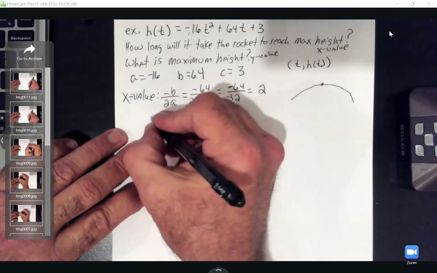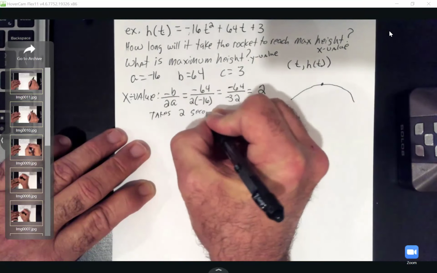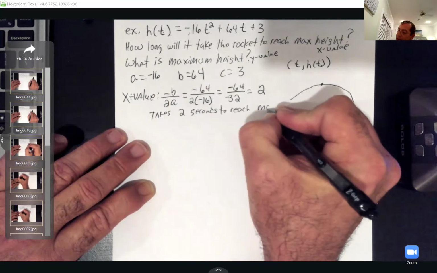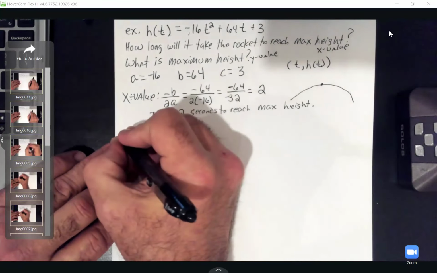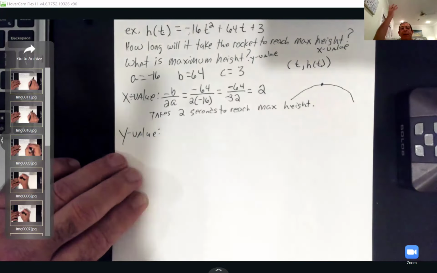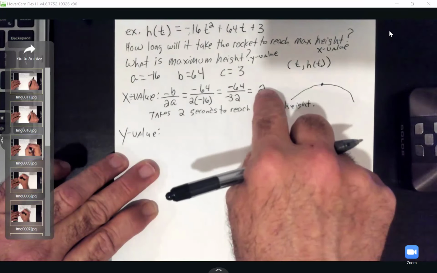Oh, so it takes 2 seconds to reach max height. So now I'm going to find the y value, and that's going to give me that maximum height. So I'm finding h of 2.